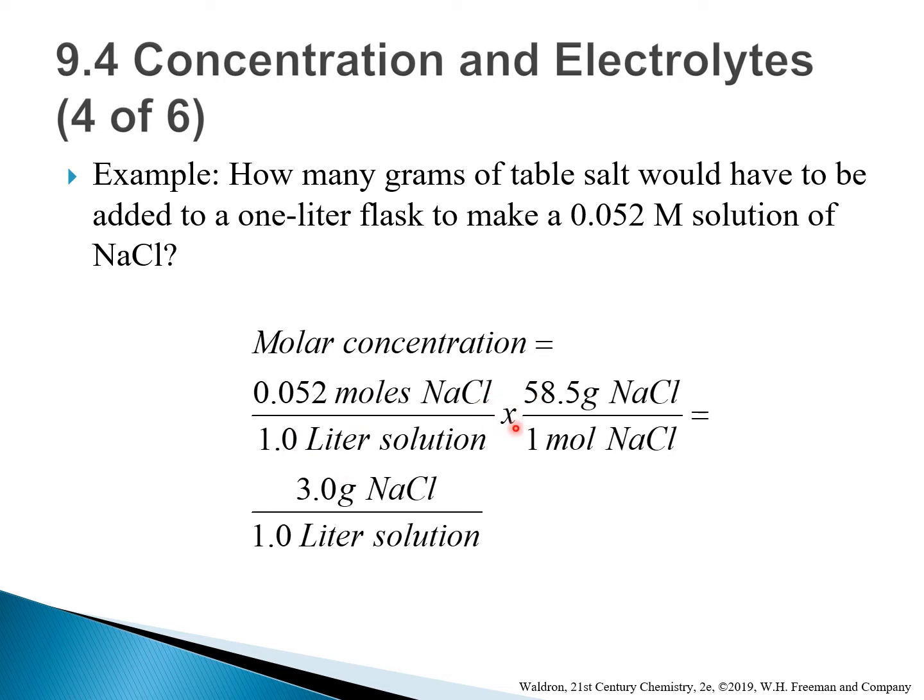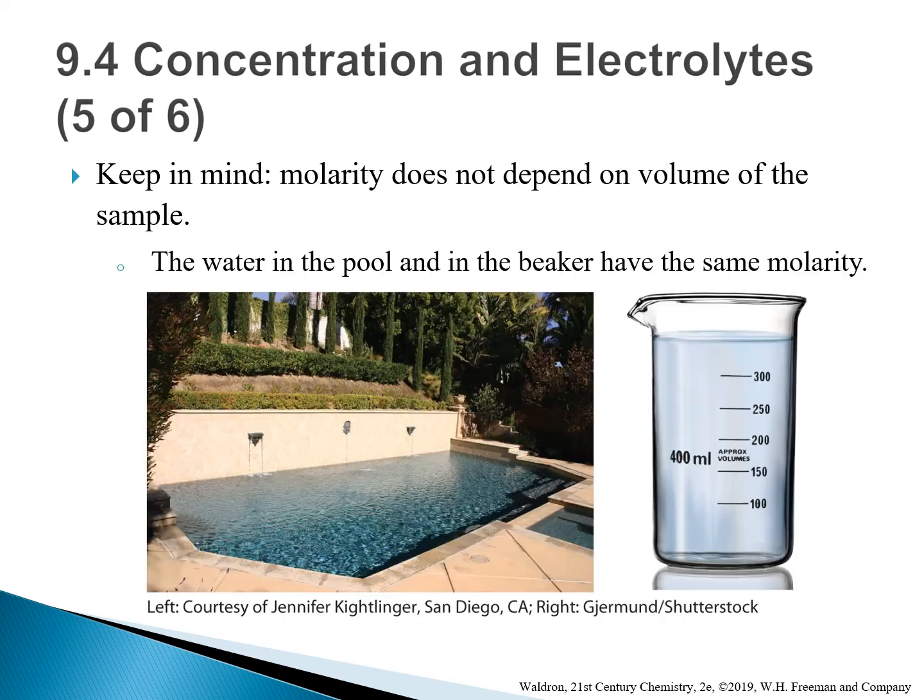Then you simply multiply by the molar mass of sodium chloride, which is 58.5 grams of sodium chloride for every 1 mole of sodium chloride. After you punch it into a calculator, you will get 3 grams for the answer. So you will need to add 3 grams of sodium chloride for every 1 liter of solution to make the solution concentration 0.052 molar.